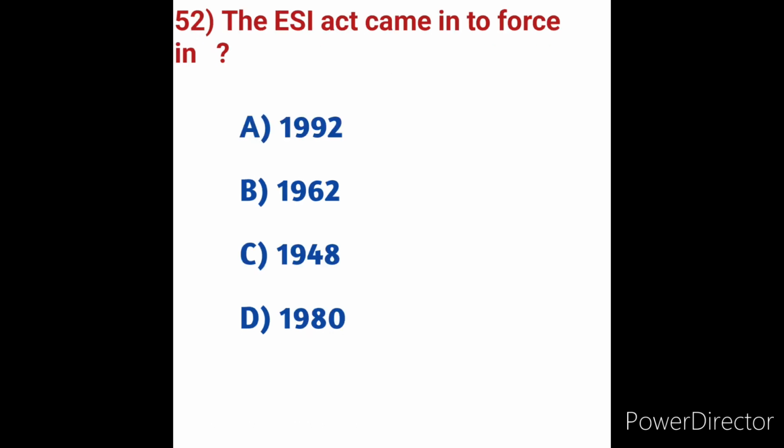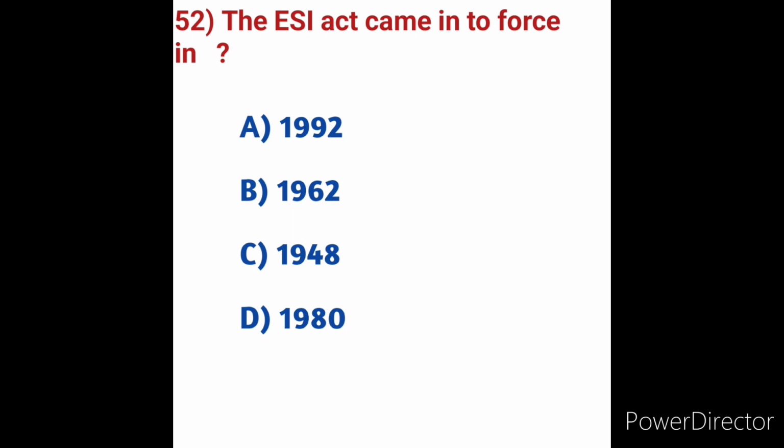Next we will move on to question number 52. ESI means Employee State Insurance. The ESI Act came into force in which year? We will see the options. Option A, 1992. Option B, 1962. Option C, 1948. Option D, 1980.